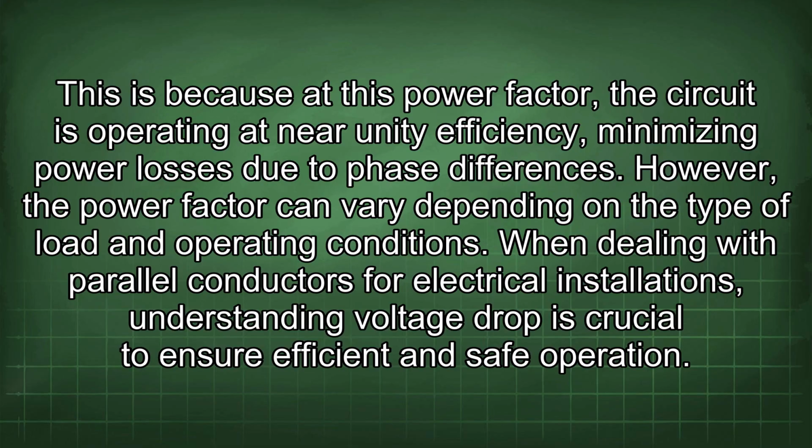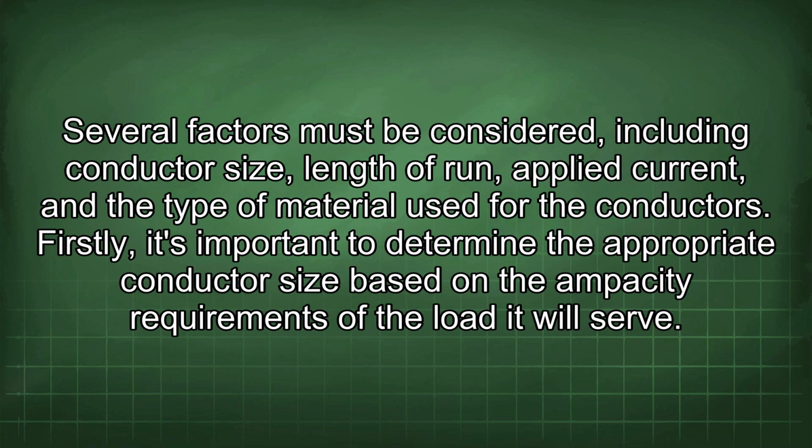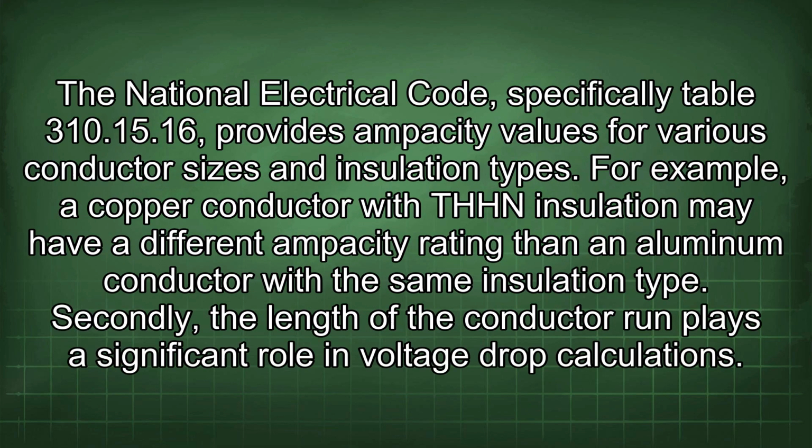When dealing with parallel conductors for electrical installations, understanding voltage drop is crucial to ensure efficient and safe operation. Several factors must be considered, including conductor size, length of run, applied current, and the type of material used for the conductors. Firstly, it's important to determine the appropriate conductor size based on the ampacity requirements of the load it will serve. The National Electrical Code, specifically Table 310.15(B)(16), provides ampacity values for various conductor sizes and insulation types.